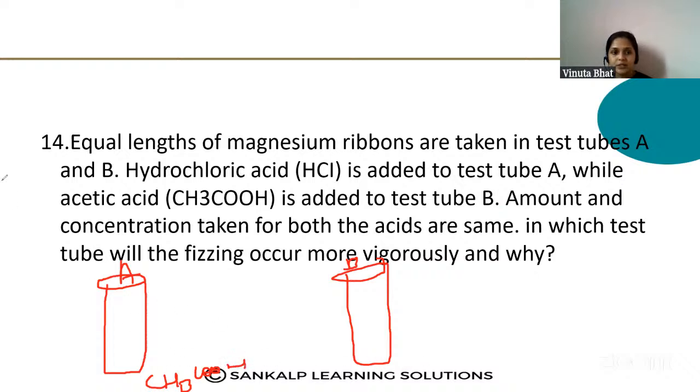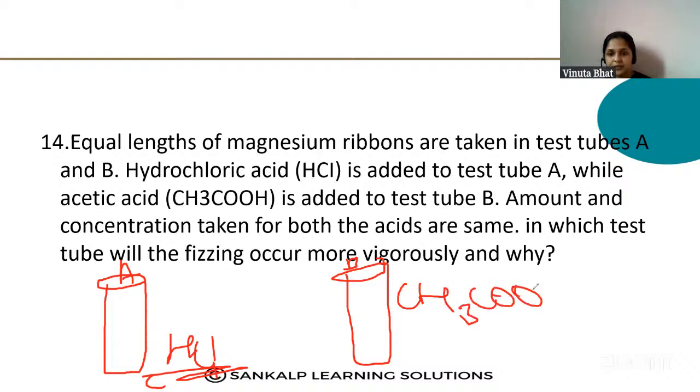HCl is added to test tube A, and here CH3COOH is added to test tube B, in the same amount. The amount and concentration for both acids are the same. In which test tube does the fizzing occur more vigorously and why? That is the question.